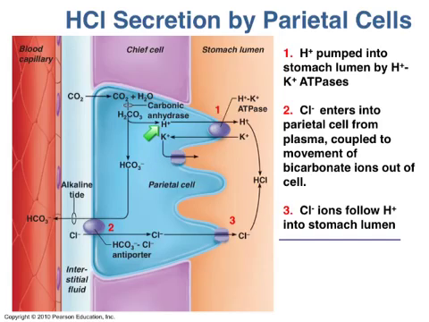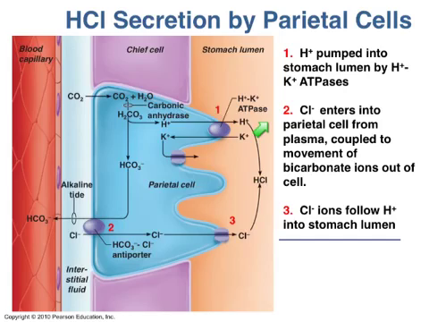And these hydrogen ions are coming from the action of carbonic anhydrase. So carbon dioxide is diffusing into the parietal cell. Carbonic anhydrase enzyme converts that to carbonic acid. The carbonic acid dissociates into hydrogen and bicarbonate, and some of those hydrogen ions are pumped out.